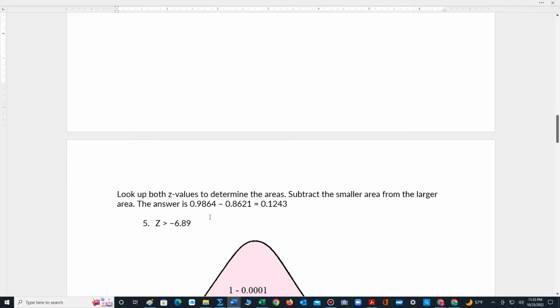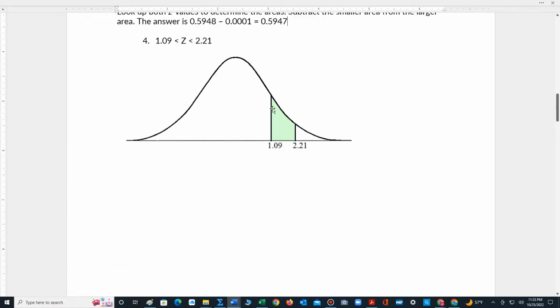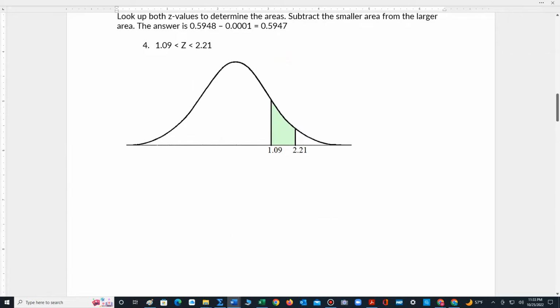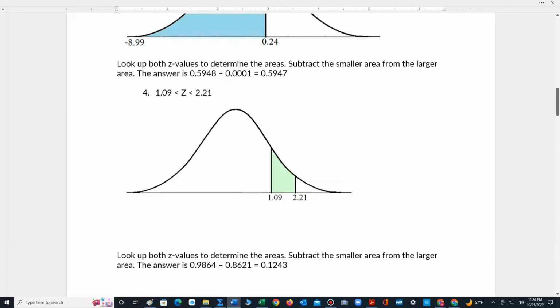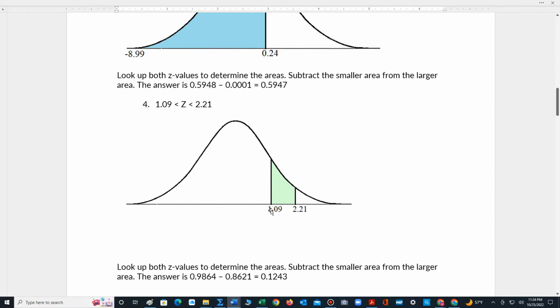Now to find the area between 1.09 and 2.21, we follow the same procedure as the previous problem. We look up the area for 2.21 in our table.